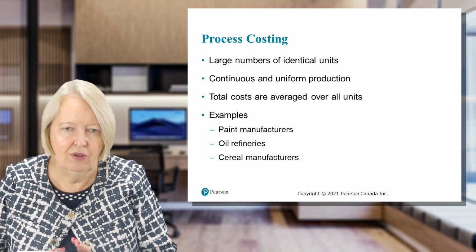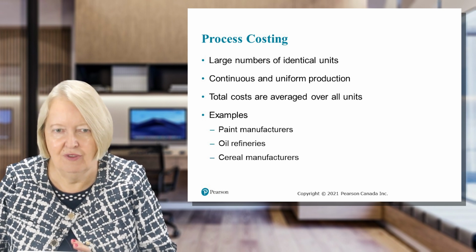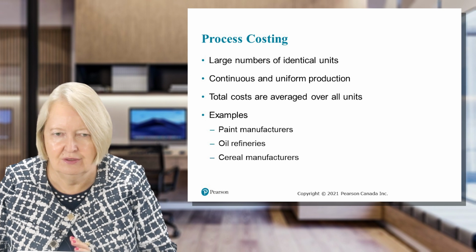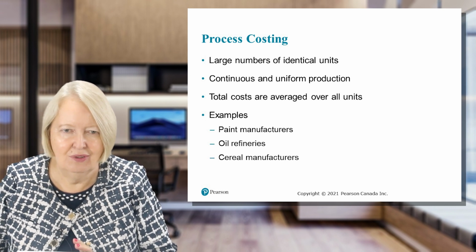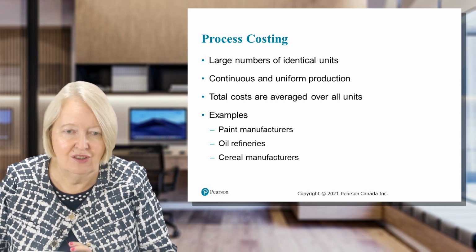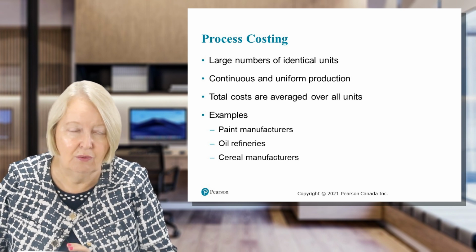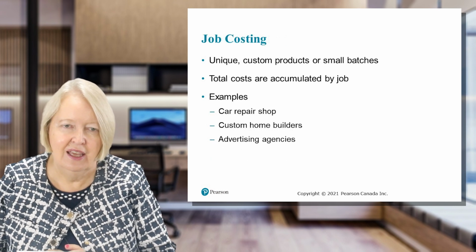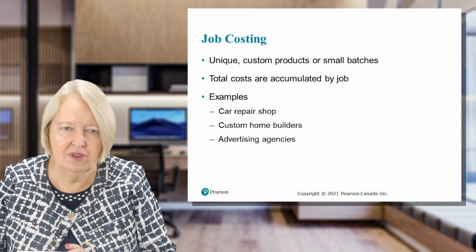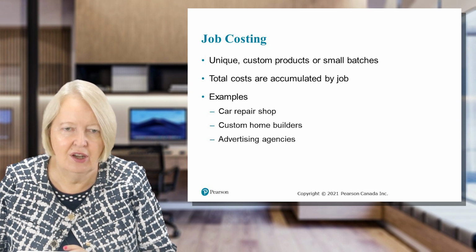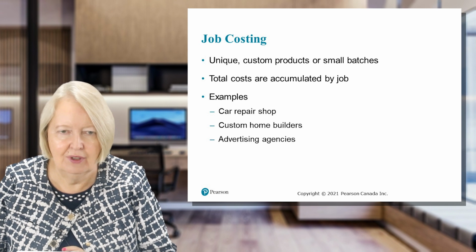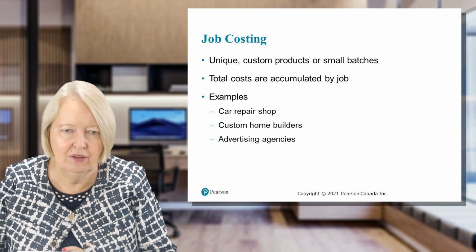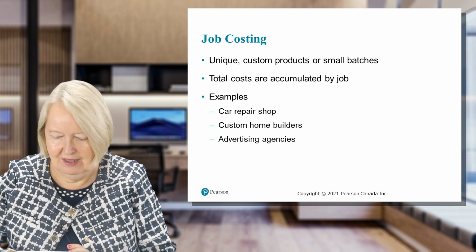So with process costing, that's used when you're making a large number of identical units. So you're looking at a continuous, uniform process. So think about paint manufacturing, oil refineries, cereals, etc. You can't differentiate the cost of one barrel of oil versus another, or one bowl of cereal versus another, that type of thing. With job costing, these are unique custom products or small batches, so you can trace your cost to the particular job. So think about a car repair shop, home builders, advertising agencies, etc.